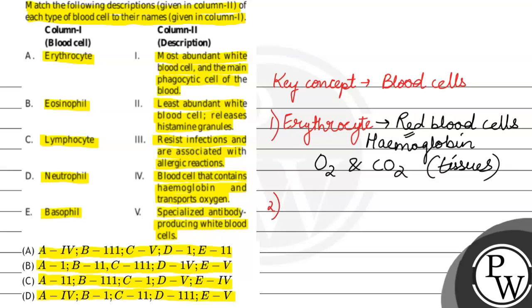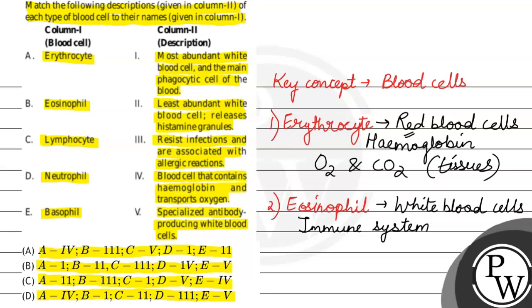Secondly होते हैं eosinophil. So eosinophil होते हैं white blood cells जो कि सपोर्ट करते हैं our immune system. So ये हेल्प करते हैं हमें in resisting infections and it also helps in protecting our body from certain allergens.